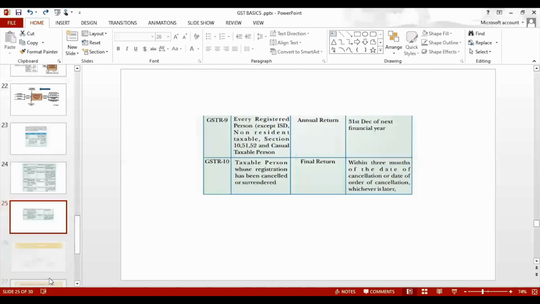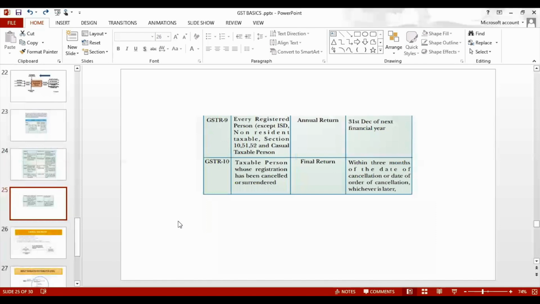Finally, we have two forms. GSTR 9 is the annual return. So for the last year's annual returns, we want to file before 31st December of the present year. That's given here. Next is included for casual taxable persons also. What is a casual taxable person? I will explain on the next slide.